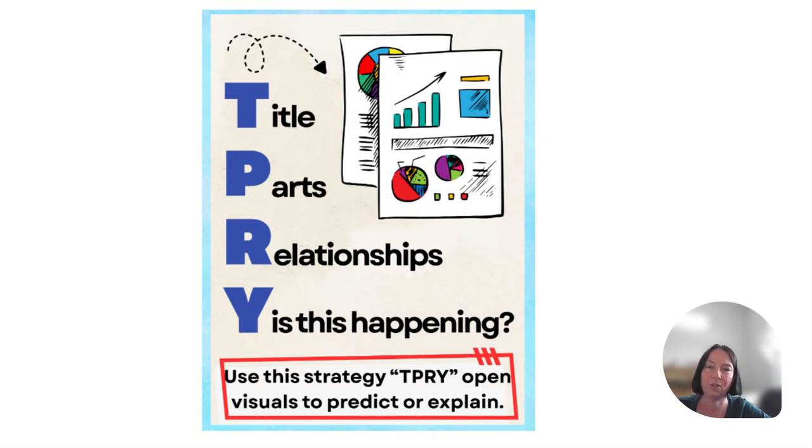And so students are explicitly taught to look for the title or provide a title if they're creating a model, look for each of the parts and analyze them, or provide and revise the parts if they're creating a model, look for relationships, which are often arrows, and then be able to attach a word to those arrows, like cause and effect. This is happening because, or provide some arrows and indicators if they're creating a model, and then be able to say why this is happening. So that's TPRY.